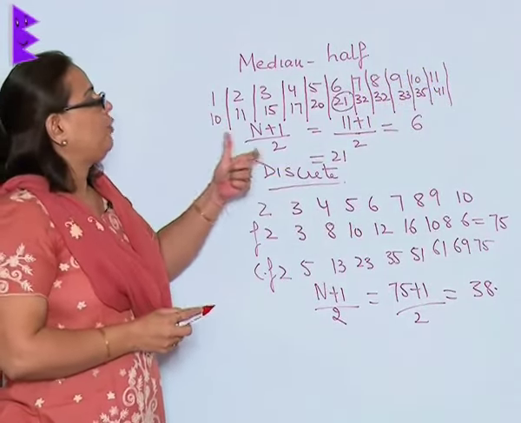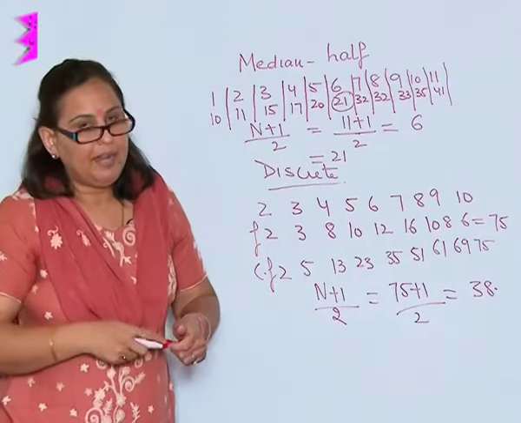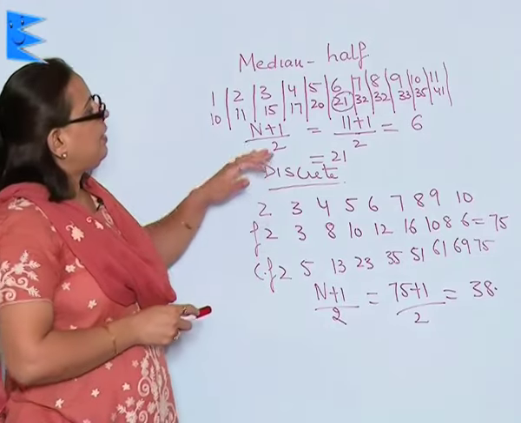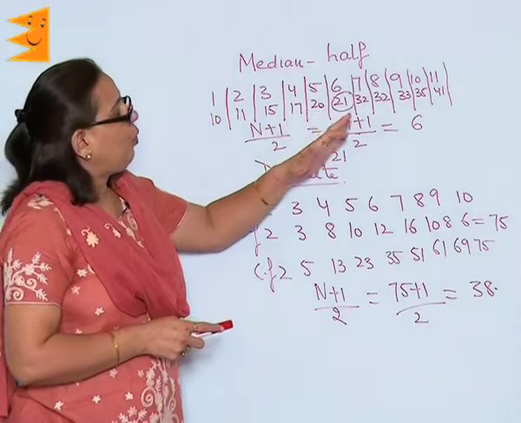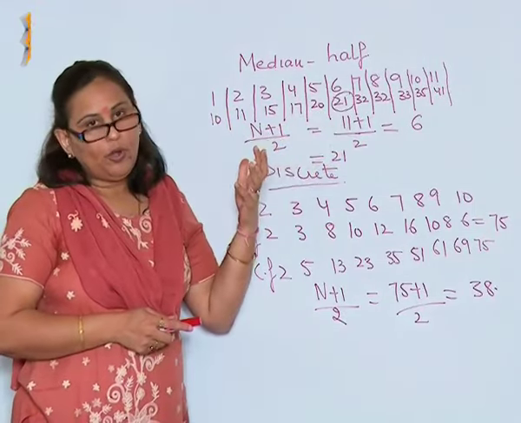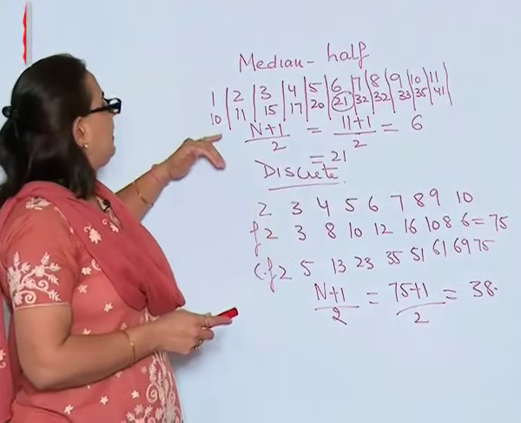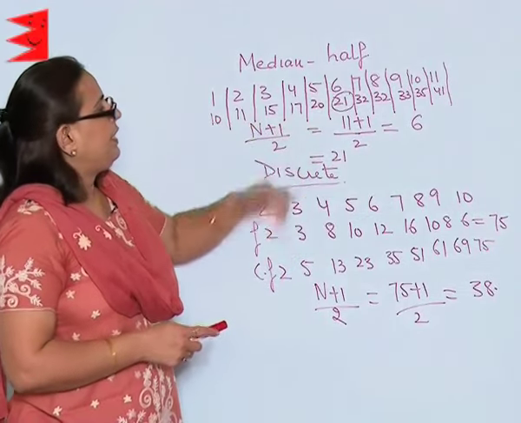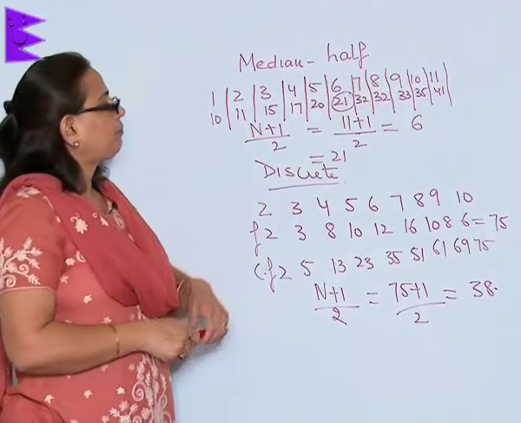The formula which we have to apply here is the number of observations plus 1 divided by 2. And remember, in median, whatever is there, we will have to always put it in either ascending order or descending order. They shall not be given in this manner. For example, here I have put it in the ascending order starting from 10 and ending at 41.